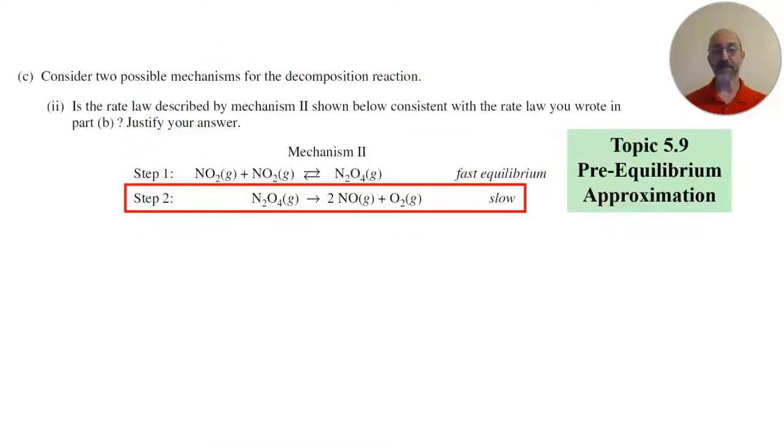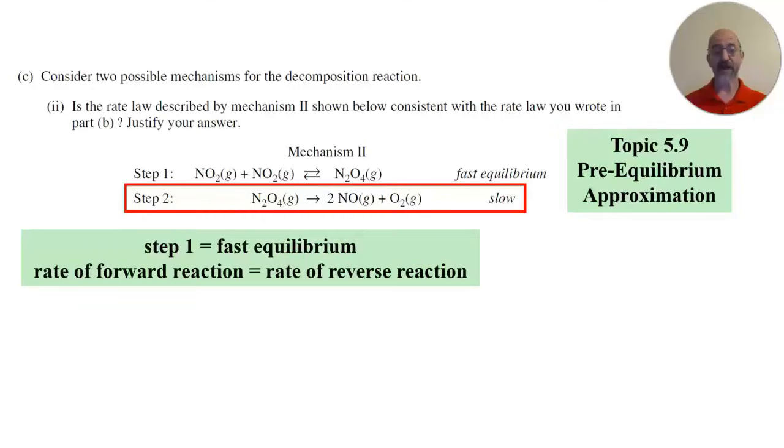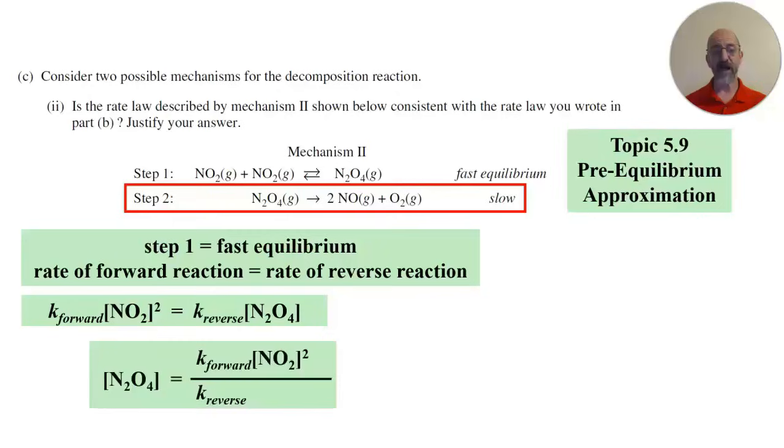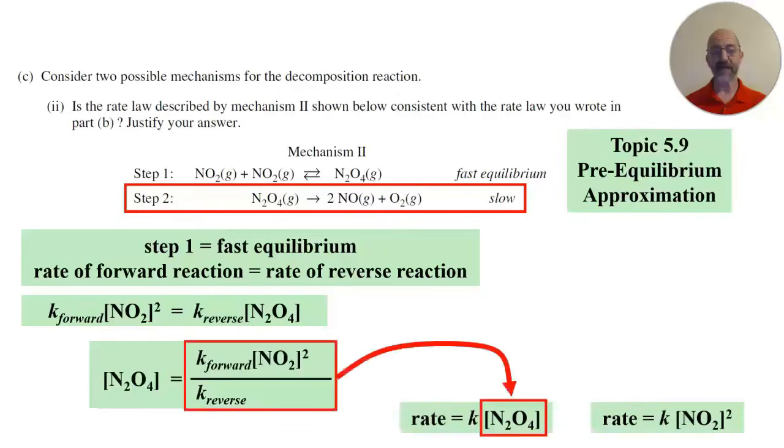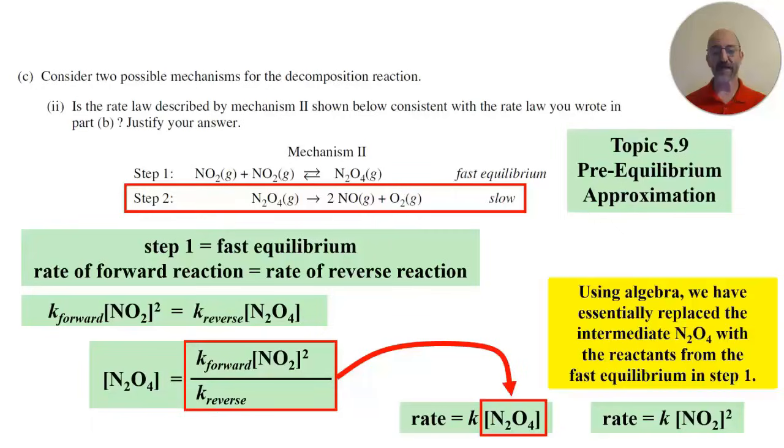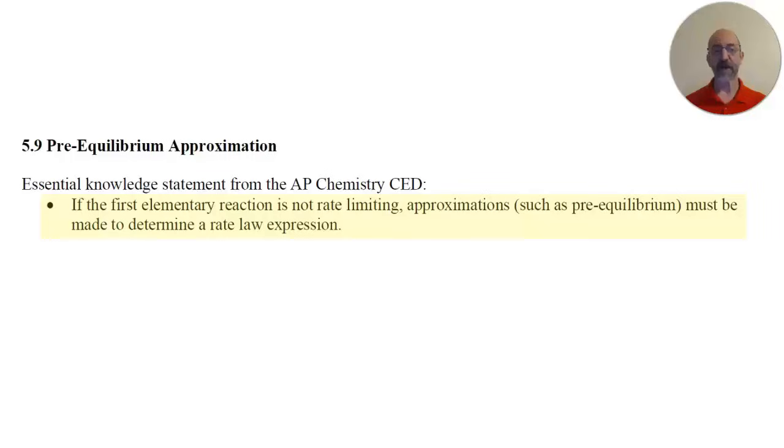So again, to summarize for topic 5.9, the pre-equilibrium approximation, if you ever have a situation on the AP Chemistry exam where the first step is a fast equilibrium and the second step is the slow step, then you have to do that substitution procedure. So the forward reaction rate is equal to the reverse reaction rate. Do a little bit of algebra, and then you effectively are replacing that intermediate with the reactants from the fast equilibrium in step 1. But you have to show how you do that substitution. So again, that would be topic 5.9, the pre-equilibrium approximation.